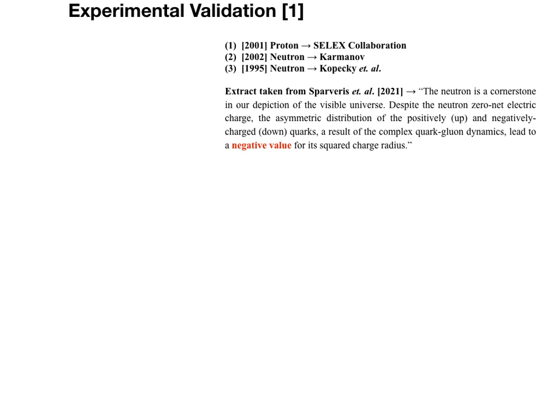Sparveris writes that, quote, "The neutron is a cornerstone in our depiction of the visible universe. Despite the neutron's zero net electric charge, the asymmetric distribution of the positively and negatively charged quarks, a result of the complex quark-gluon dynamics, lead to a negative value for its squared charge radius." End quote. Hence, this negative radius concept should remain in the front of your mind as we move forward.